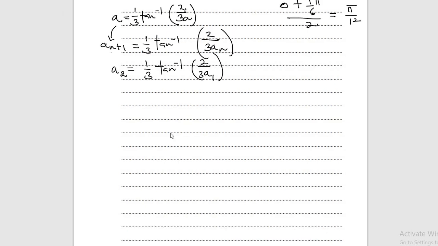Substitute a1 there. So a2 will be 1 over 3 arctan 2 over 3 times a1. a1 is pi over 12. So put this in your calculator. Make sure it's in radian. Let's punch it. It's going to give us 0.39887. I like putting it in more than 4 decimal places to be sure what I'm doing.